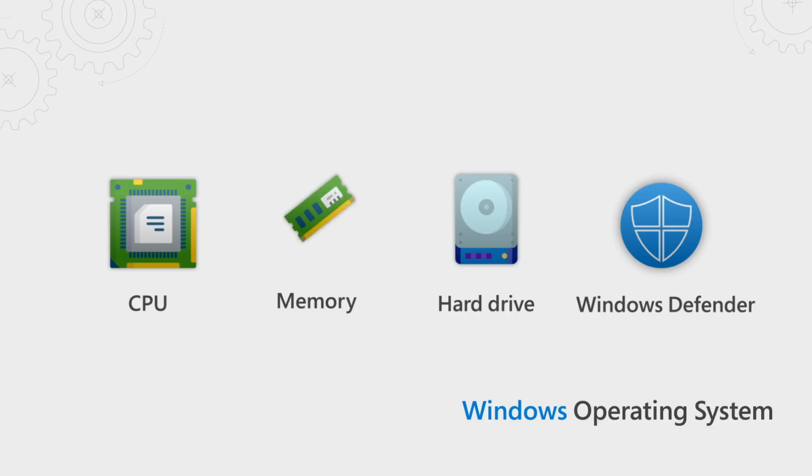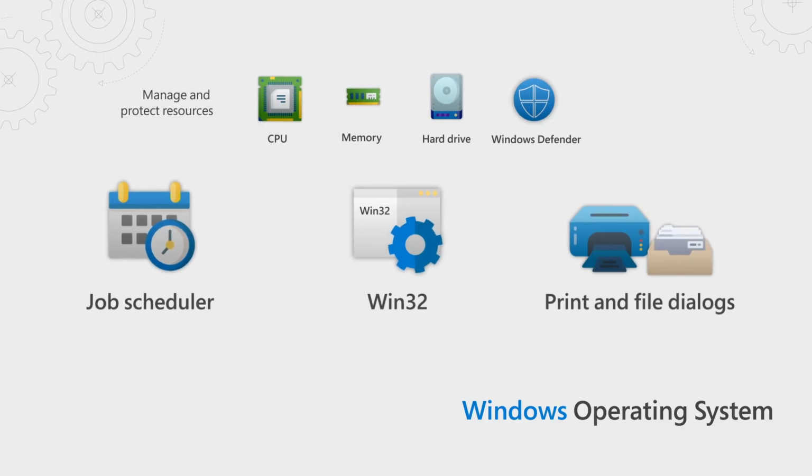So what are the resources of a device? There's CPU, memory, hard drive. How do you protect them? Windows Defender. Number 2 is it helps developers write consistent applications. How does it do that? With a set of services, like Job Scheduler, with a set of APIs, think Win32, and a set of common controls, think file and print dialog boxes.